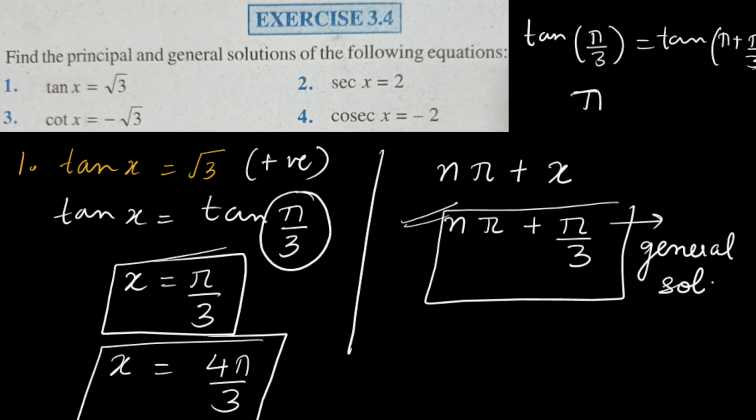Okay, let's do the second one now. Secant x is equal to 2. At which angle is secant's value 2? We know again it is at 60 degrees. Cos and secant are reciprocals of each other. Cos 60 is 1 by 2 and secant 60 is equal to 2. These values you should know. Now in terms of radians we have to write, so I can write secant of pi by 3.